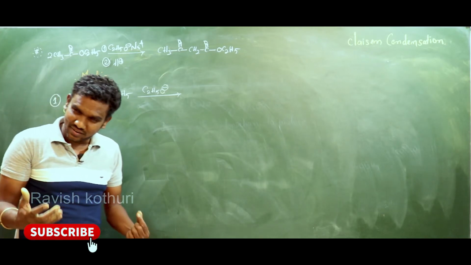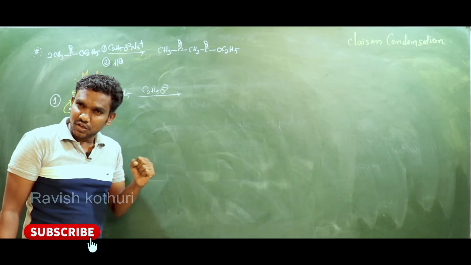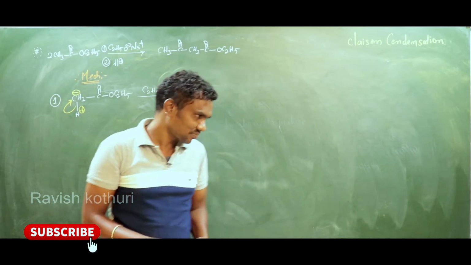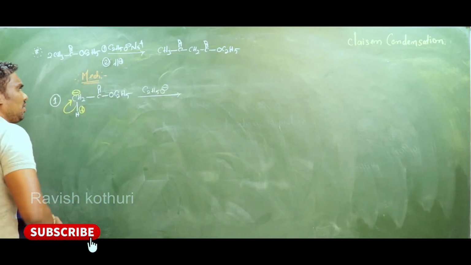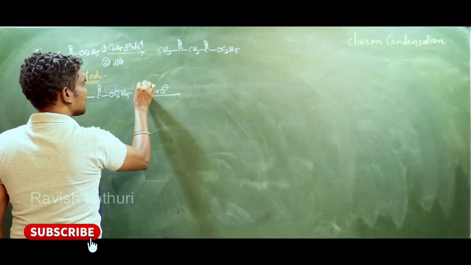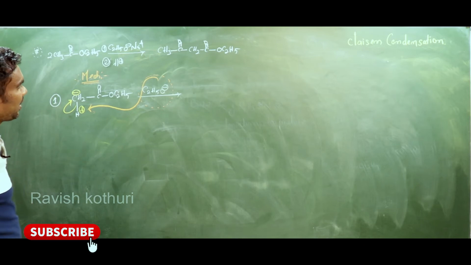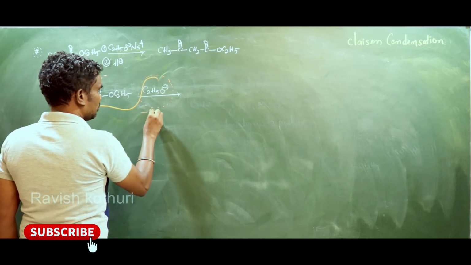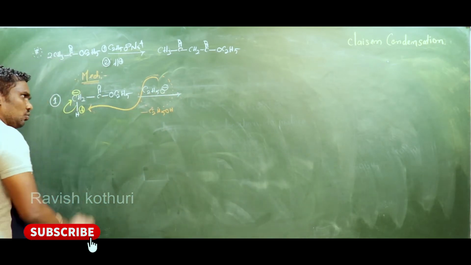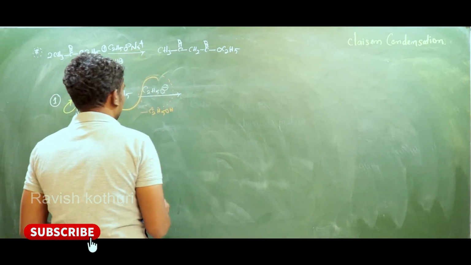So what is the reason, sir? The simple reason, my dear, is that the carbon electronegativity is more than the hydrogen. So electrons are pulled towards the carbon side. That's all. So this carbon gets negative charge. Now what happens? This base abstracts the proton, right? Now C2H5OH will form. One negative, one positive becomes one bond, my dears. That's all. Now see, what is the next step?